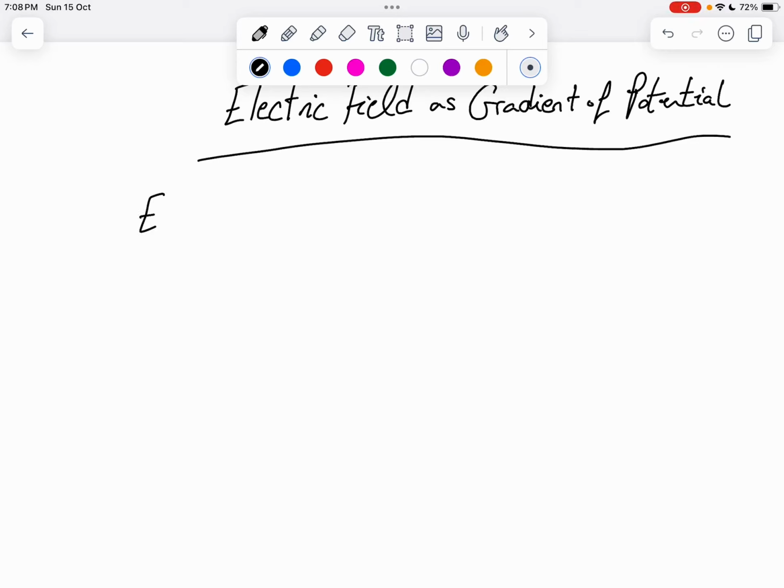So E is defined as minus the derivative of the voltage or potential with respect to x, if I'm talking about the x component of the electric field. This means it's equivalent to say that the change in the voltage is minus the integral from initial to final, let's say from A to B, of Ex dx, the x component of the electric field. So a quick example on this one.